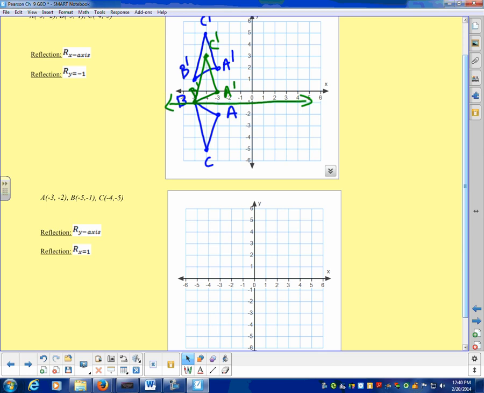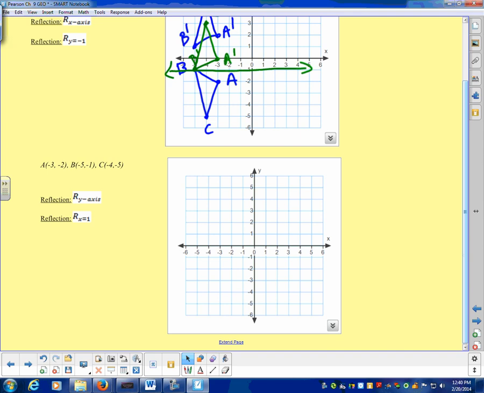All right. Now we're going to go ahead and reflect over vertical lines here. Okay. So these are reflections over horizontal lines. These are reflections over vertical lines. So I'm going to take the same triangle, -3, -2, -5, -1, and -4, -5. I'm just drawing the same triangle again. This time I'm going to reflect over the y-axis. So the y-axis is this vertical line right here.